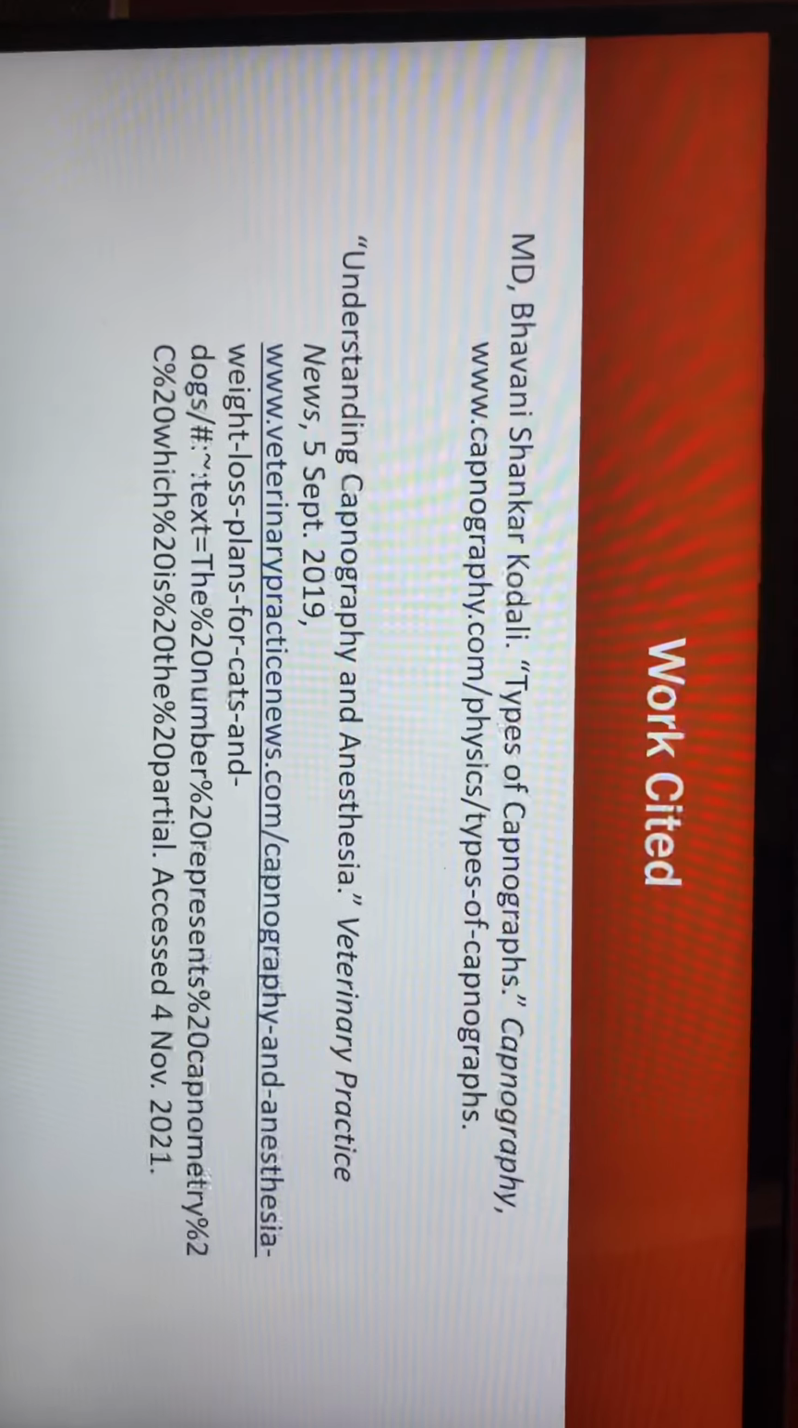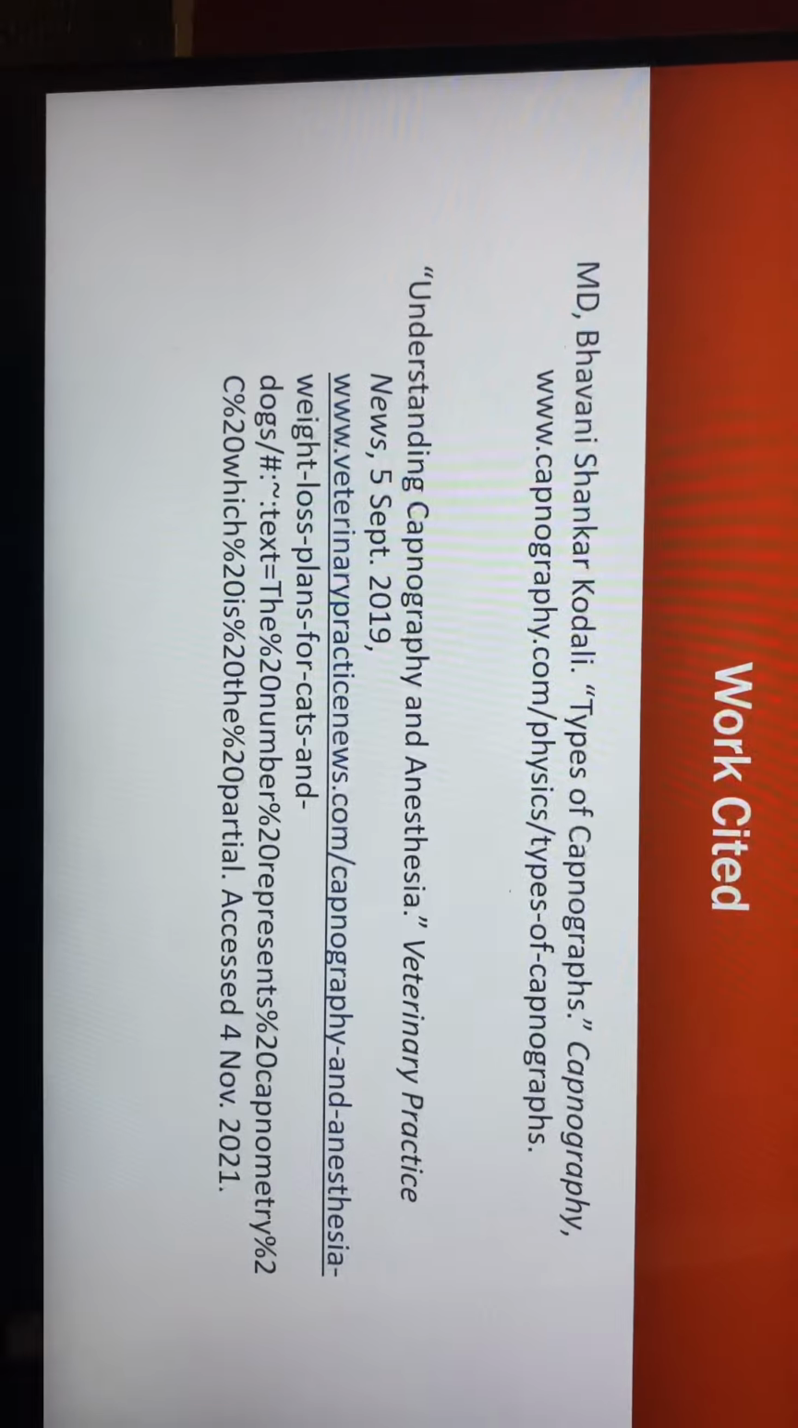And here is my works cited page. Overall, that is the basic function, use, readings, and understanding of what a capnograph is. I will be attaching this PowerPoint as well. And that is what a capnograph is.